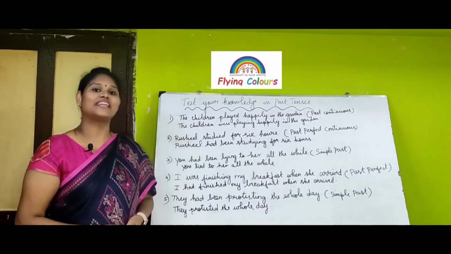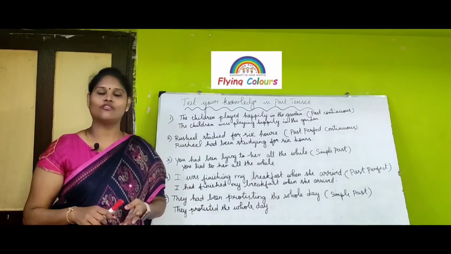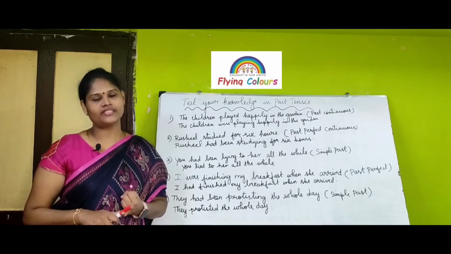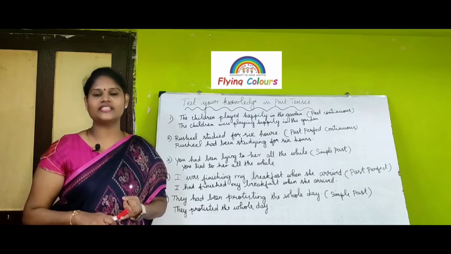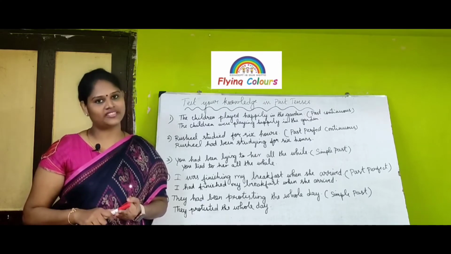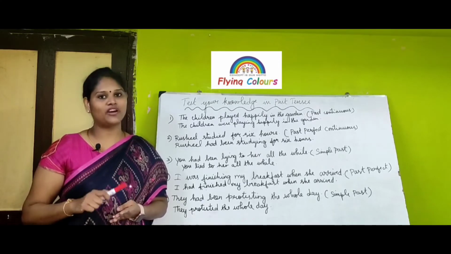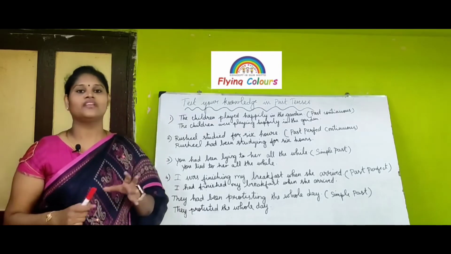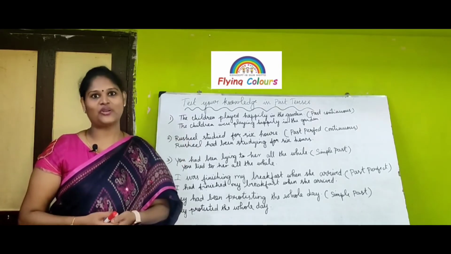Today's lesson is test your knowledge in past tense. You have four forms of past tense. Number 1 is simple past. Number 2 is past continuous. Number 3 is past perfect tense. Number 4 is past perfect continuous tense. So these are the forms of past tense. So let me test your knowledge in this.